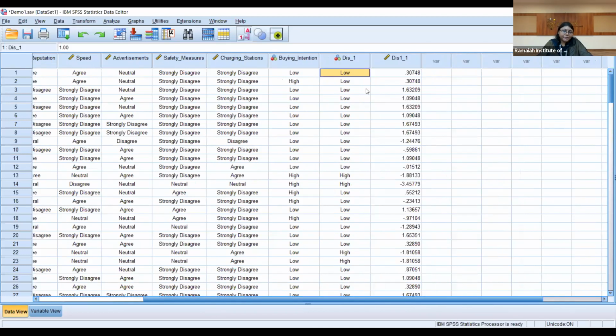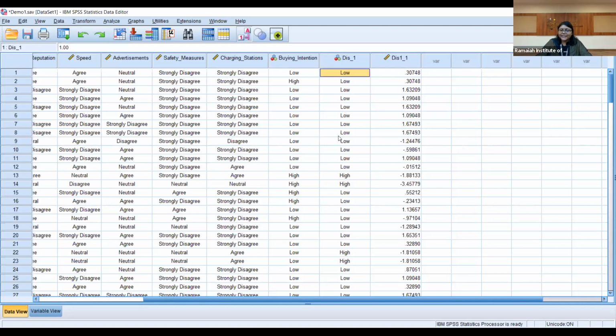One is the predicted membership. That means in this predicted membership, we see which are the participants or which are the cases which are considered as low and which are the cases which are considered as high. So in this case, the first one, the buying intention is low. You can see it is also grouped in a format of low. That means they are the ones who have low buying intention.